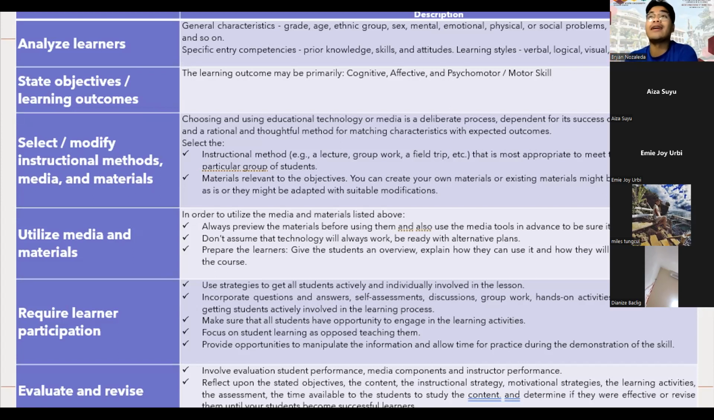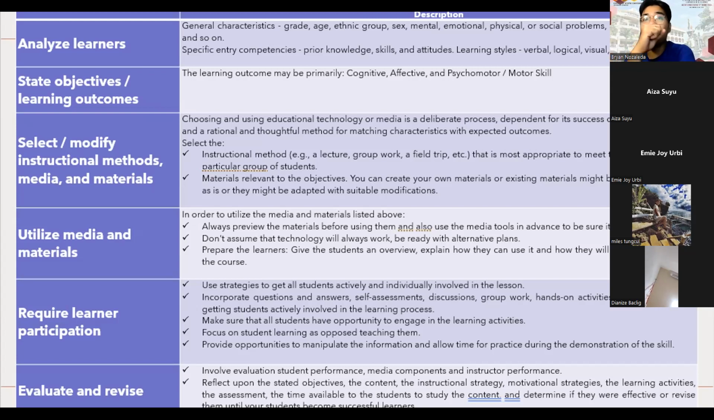Okay, so it would not make sense if you use those kind of materials because after all, your learners have difficulty understanding English. Okay, after doing that, after knowing who your learners are, you now state your objectives or the learning outcomes. You now identify ano ang learning outcomes for this particular lesson. You could have a cognitive outcome, you could have an affective outcome, or a psychomotor outcome. And based on your outcomes, you now select, okay? You now select or modify the instructional materials, media, or methods.